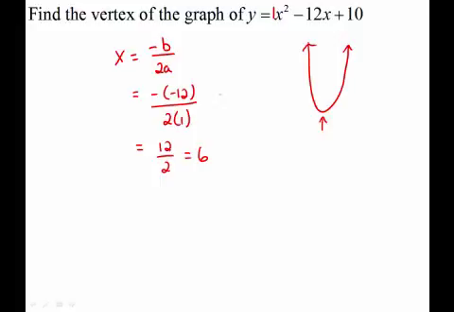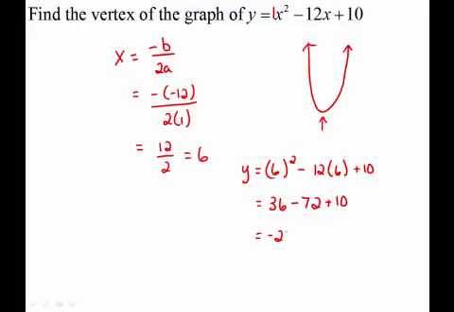And to get the y-coordinate, well, I have an equation that tells me what y equals, so just plug in 6 for x. So y equals 6 squared minus 12 times 6 plus 10, which is 36 minus 72 plus 10, which is negative 26. So then the vertex of the graph would be at 6, negative 26. That would be the coordinate.